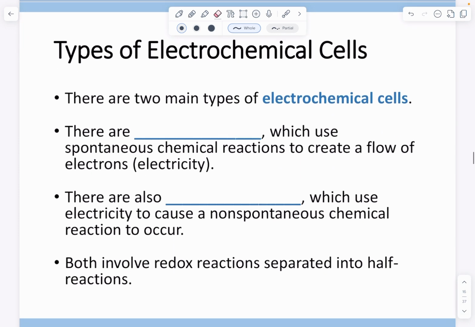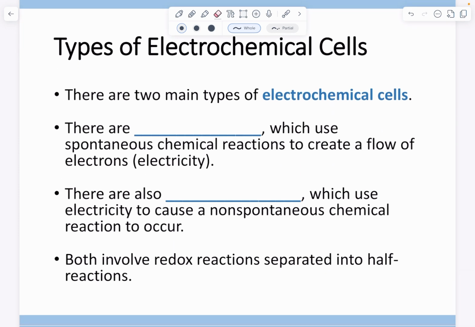Okay, so there are 2 main types of electrochemical cells. There are voltaic cells. Think volt, like voltage. Like a 9-volt battery. These use spontaneous chemical reactions to create a flow of electrons. This is what batteries do. Inside the battery, there is a chemical reaction, a redox reaction, and that produces a flow of electrons, and that powers devices. So small batteries, like you put in your flashlight, are voltaic cells. Large batteries that power much larger machinery can be voltaic cells as well.